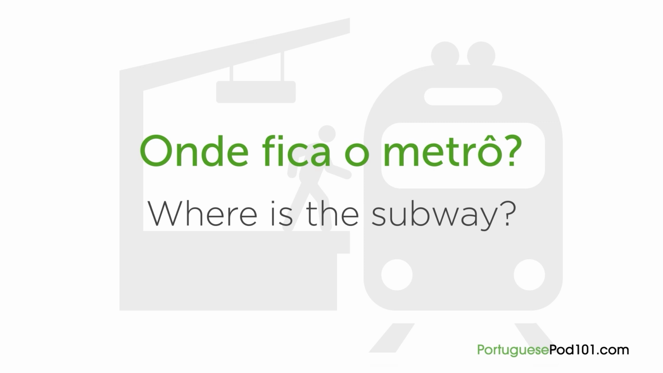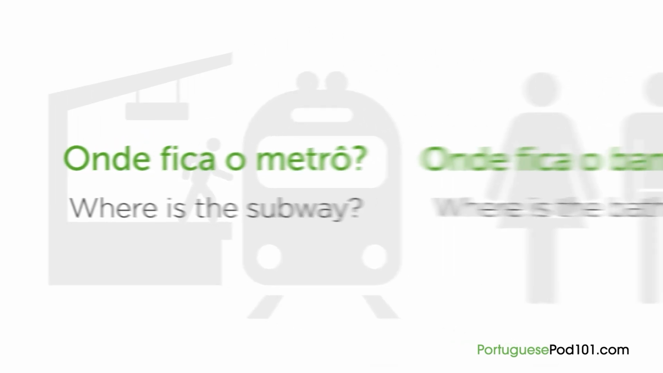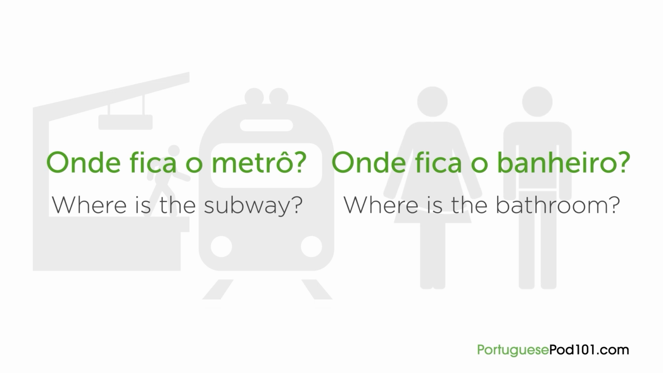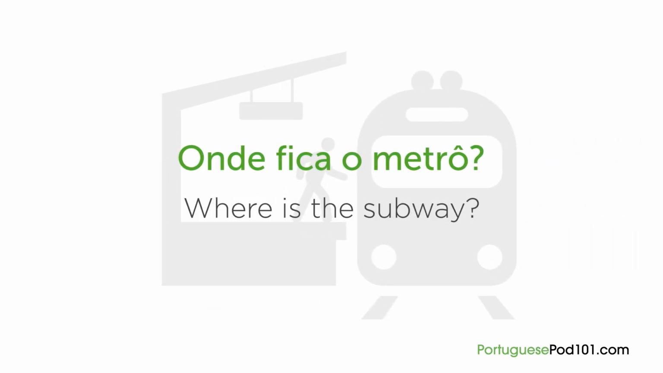Let's see some vocabulary that you can use in this sentence. Here are some of the most common words you'll need to learn. "Banheiro." Bathroom. "Banheiro. Onde fica o banheiro?" Next, "metrô." Subway. "Metrô. Onde fica o metrô?" If you ask this question, they'll direct you to the closest subway station.